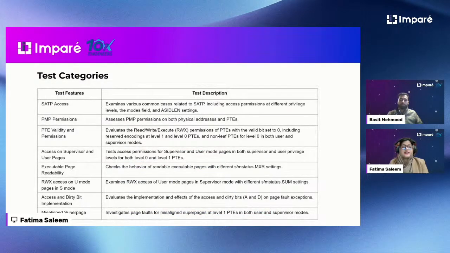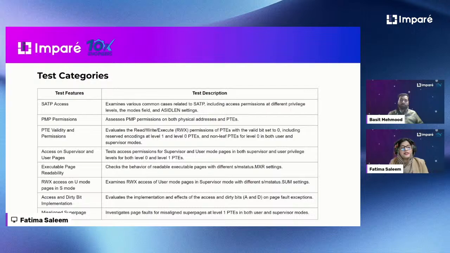The major test categories for this test plan were checking the SATP accesses, examining the various common cases in all the modes, and PMP permissions, because the PMP checks also are performed on the PTE level, when reading and writing the PTE itself. Then the PTE validity and permission bits we talked about, like whether the PTE is valid, and read, write, execute permissions and combinations of them, and the reserved bits.